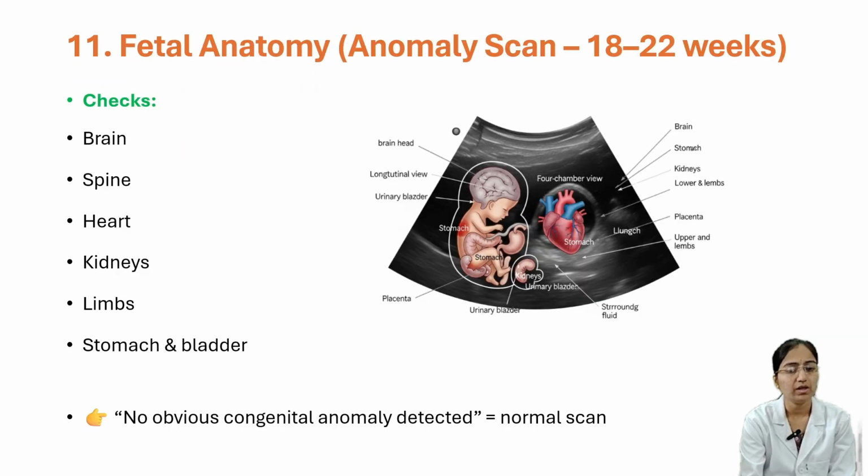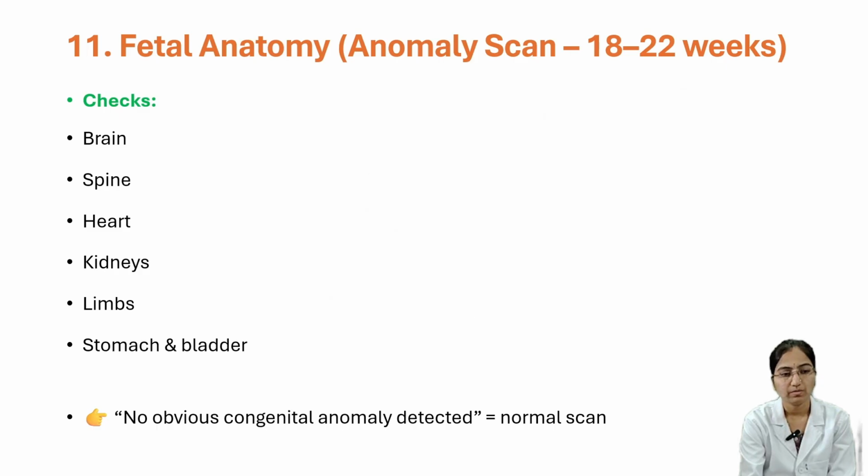Next we'll see the fetal anatomy. That is the anomaly scan, to check for any abnormality, done between 18 to 22 weeks. Here they are going to check the brain, spine, heart, kidneys, limbs, stomach and bladder. If no obvious congenital anomaly is detected, it is a normal scan.